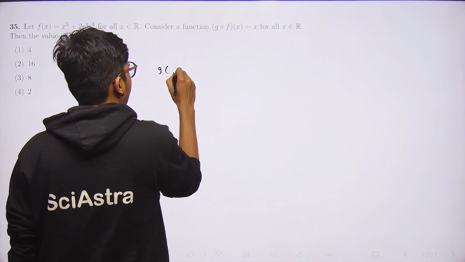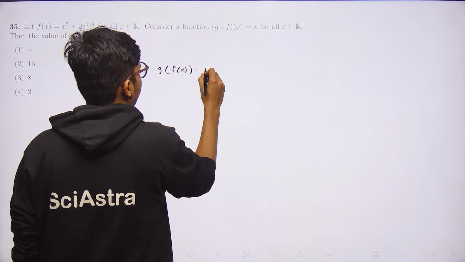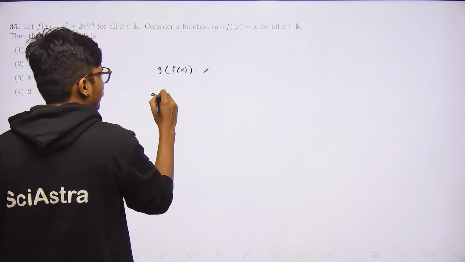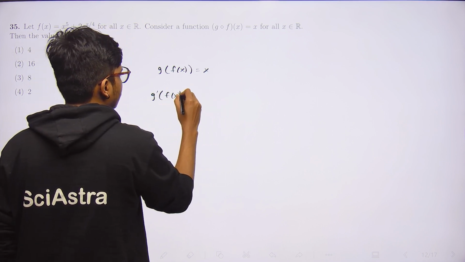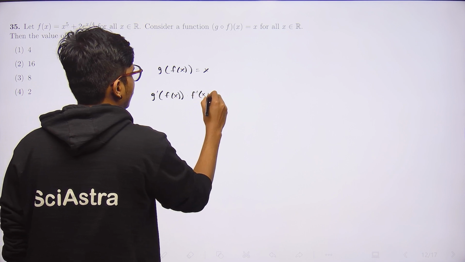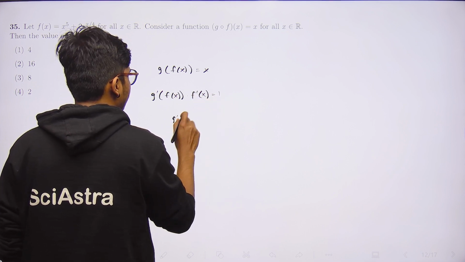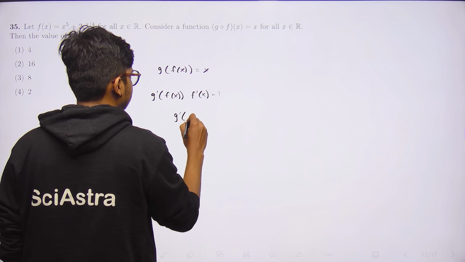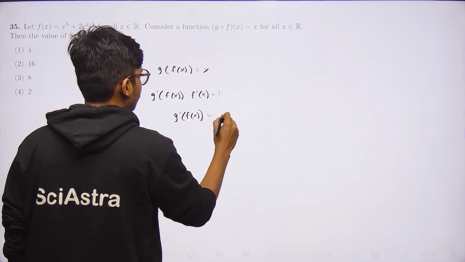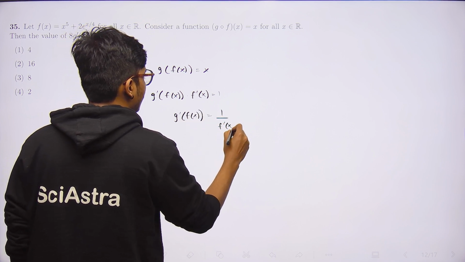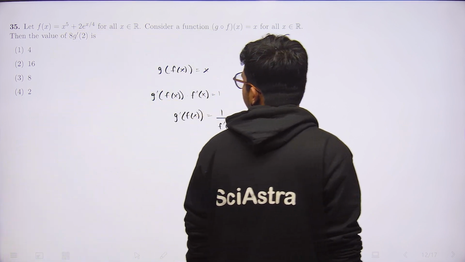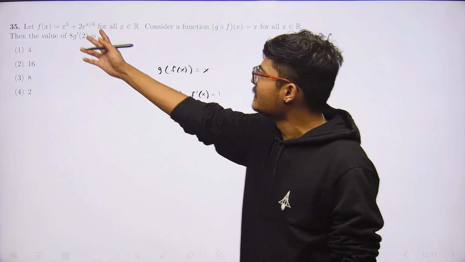You have g of f of x is equal to x, right? So differentiate this, you'll get g prime fx times f prime x equal to 1, right? Which means g prime fx is equal to 1 by f prime x. अब हमें वैल्यू निकालनी है of g prime 2, right? So we are looking for the value जहाँ पे this turns out to be 2.